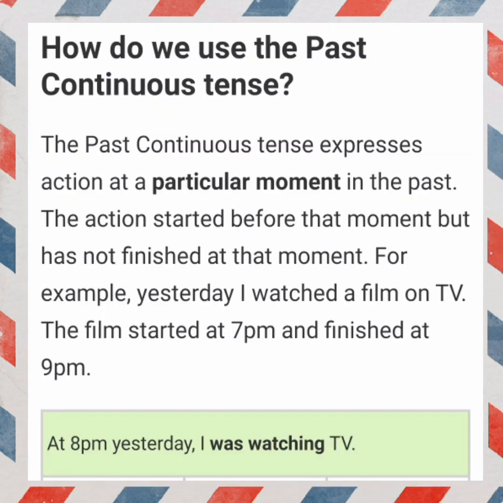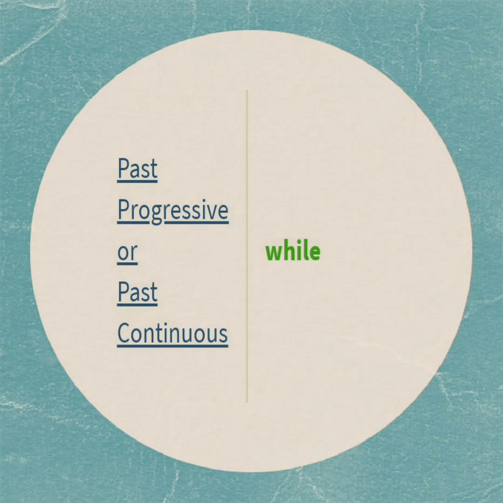How do we use this past continuous tense? The past continuous tense expresses action at a particular moment in the past. The action started before that moment but has not finished at that moment. For example, yesterday I watched a film on TV. The film started at 7 p.m. and finished at 9 p.m. So here the past continuous tense is used. Example: at 8 p.m. yesterday I was watching TV. Now let's see the keywords. While is the keyword for past continuous tense.